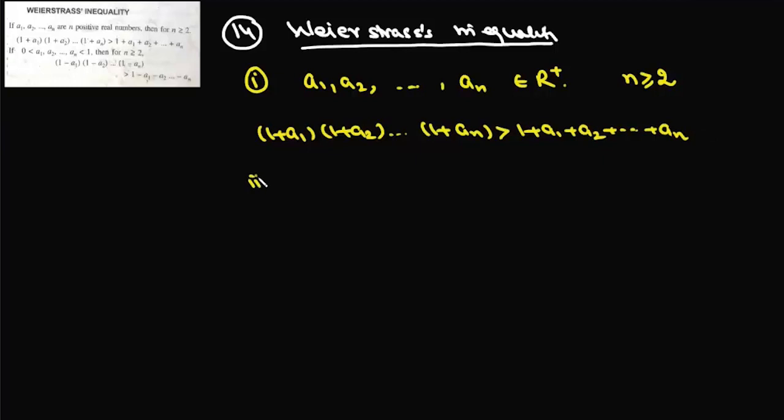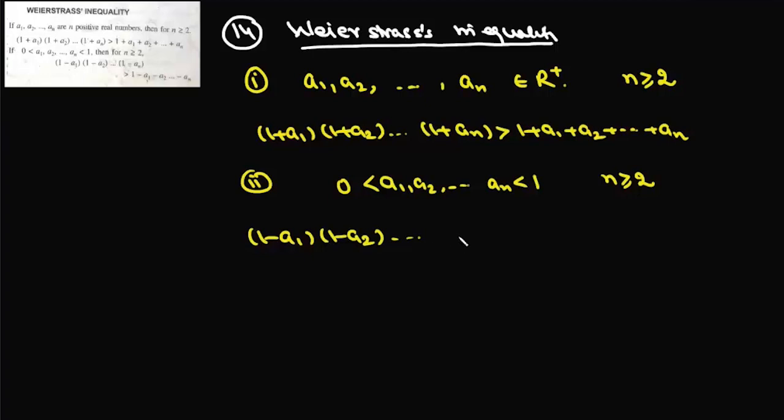And its second form is, if we have n numbers a1, a2, an such that they lie between 0 and 1, then for n greater than or equal to 2, we can write (1 minus a1) into (1 minus a2) up to (1 minus an) will be greater than 1 minus a1 minus a2 up to minus an.